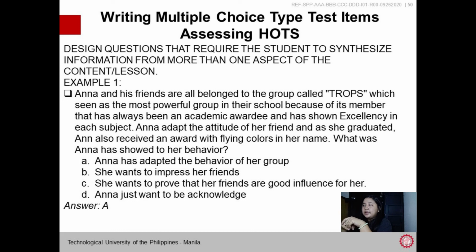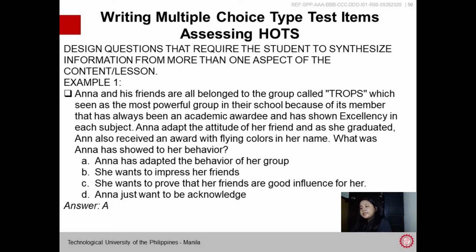So kapag sinabi nating reviewing, nire-review niya lang yung past lessons, which is below siya sa lower order thinking skills. Pag sinabi rin naman nating memorizing, minimemorize niya lang each word. So there's no cognitive process or walang development na nagaganap dahil minimemorize niya lang yung answer. So dito ang sagot is A.